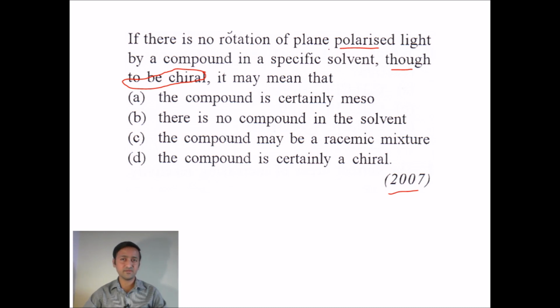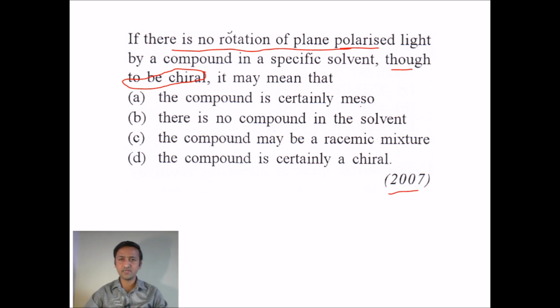of plane polarized light. All of you know that any compound which contains a chiral carbon atom is said to be optically active, and if it is optically active, it rotates plane polarized light towards the right side or left side. So it may be dextrorotatory or levorotatory, but in this question it is given that there is no rotation of plane polarized light though it contains a chiral carbon atom. So the meaning of this sentence is what they're asking; you can see the options given there.